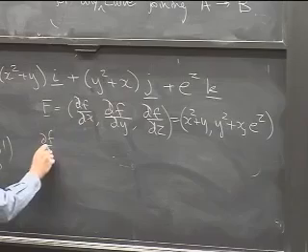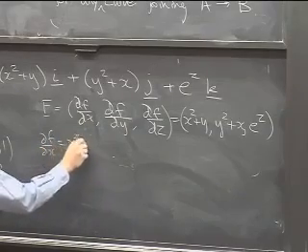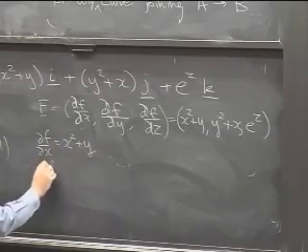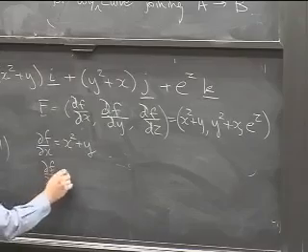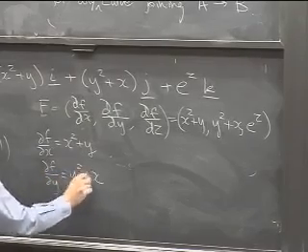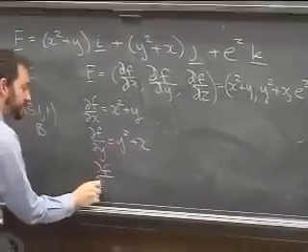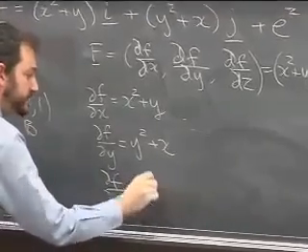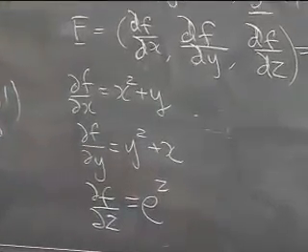df/dx equals x squared plus y. And I'm going to need df/dy is y squared plus x. And I'm going to need df/dz is e to the z. That's what I need. Okay?